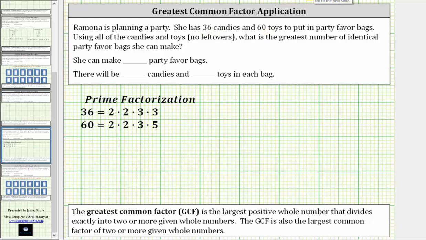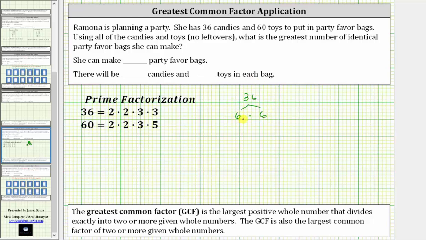So to begin, here is the prime factorization of 36 and 60. Remember, we can determine the prime factorization by making a prime factorization tree for 36 and 60. And let's go ahead and show this. For 36, we begin with two factors of 36. Let's say 6 times 6.